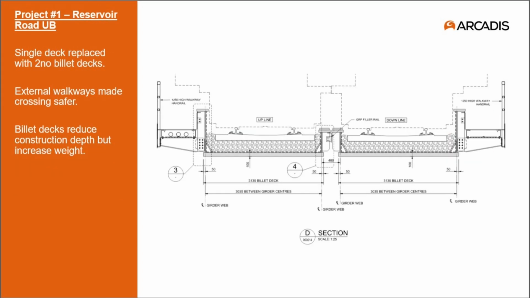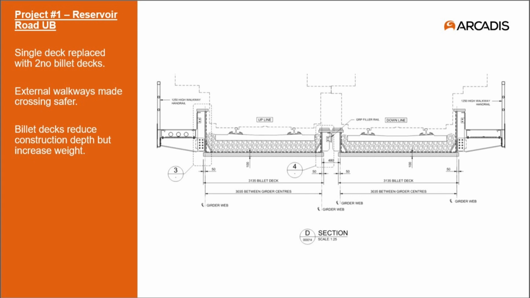The proposed design for replacement of the structure consisted of the single existing deck being replaced with two individual steel billet decks carrying one line each. Each deck had an external walkway which provided a full-width segregated crossing point for operatives, which removed that previous hazard from the existing bridge. For a bit of background, billet decks are kind of a structural form that have a thick steel plate forming the bridge deck between the inner and outer girders.